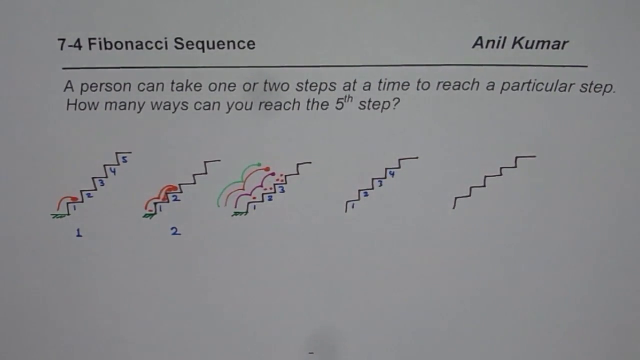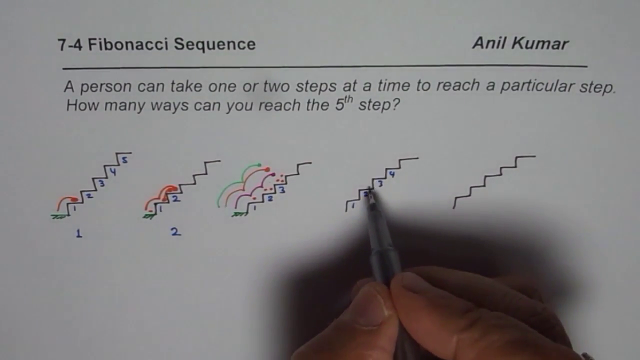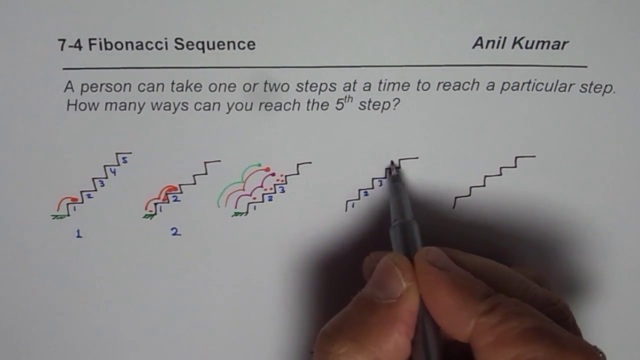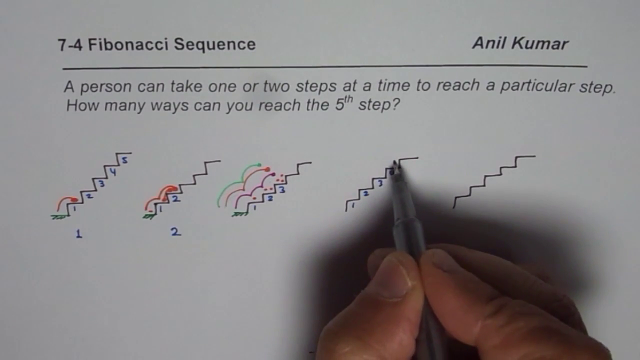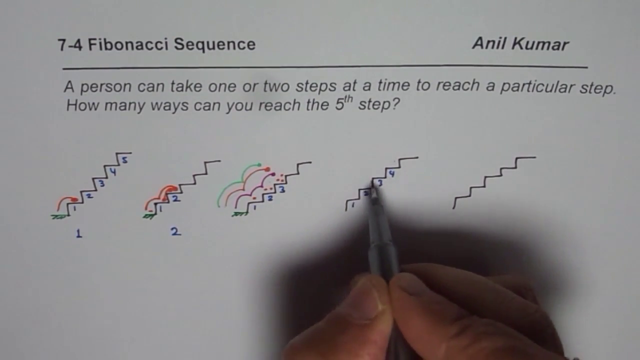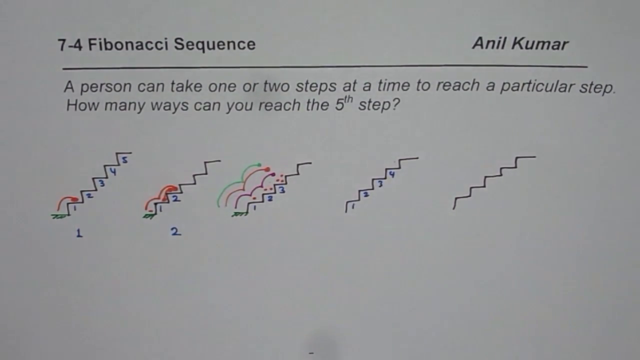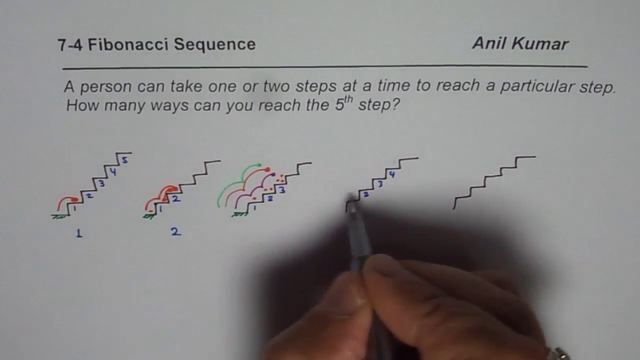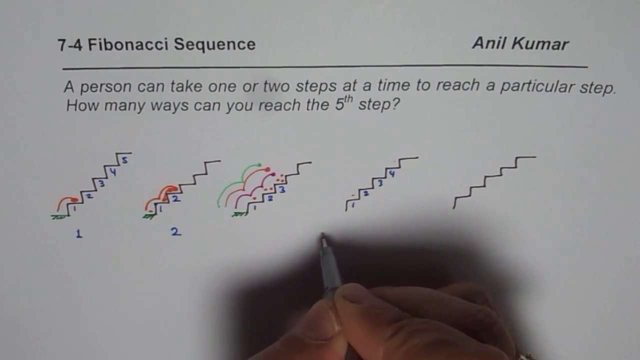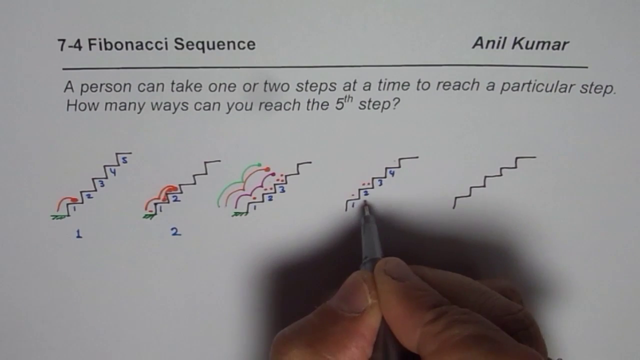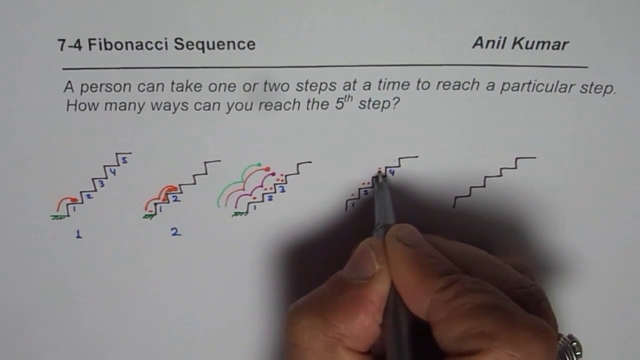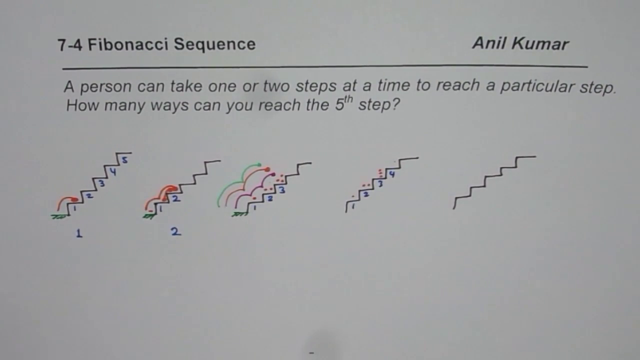Now to reach step number 4, we could actually take one step from 3. One step from 3, that means there are three ways of reaching 3. Let me now put these dots back. So there was one way of reaching step number 1, two ways of reaching step number 2, and three ways of reaching step number 3.